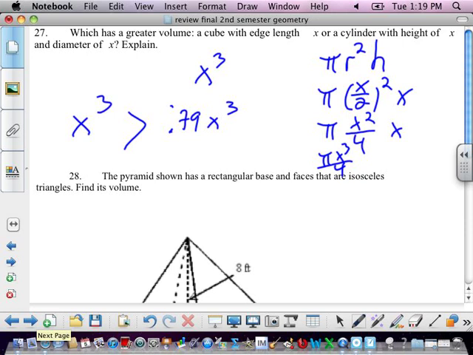All right, let's look at 28. I know that was a confusing one, but I do want to give you some where you don't have numbers and you're not just plugging and chugging. Okay, let's look at 28. The pyramid shown has a rectangular base and faces that are isosceles triangles. We're going to find its volume.